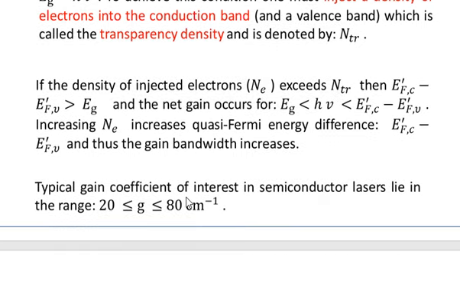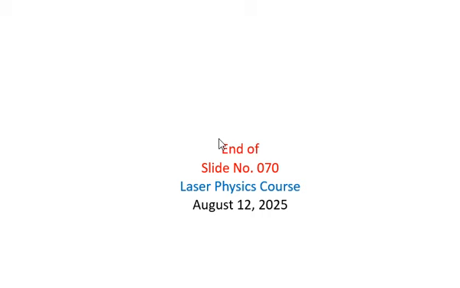Typical gain coefficients of interest in semiconductor lasers lie in the range greater than 20 and less than or equal to 80 per centimeter. This parameter is required for most semiconductor lasers. So I think the description is complete. This is the end of slide number 70.